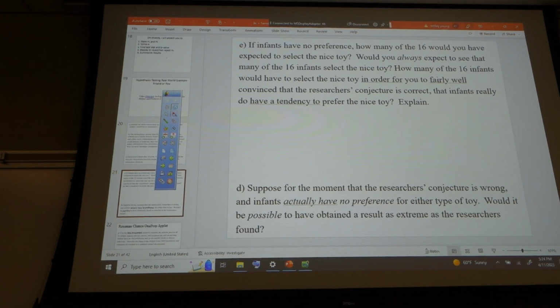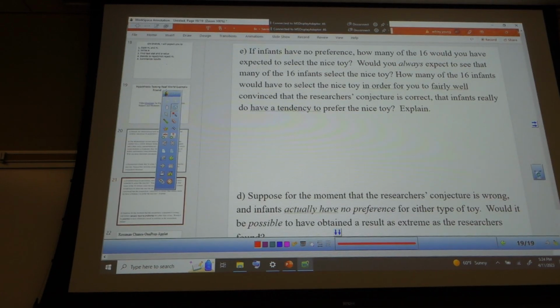Okay. If they truly have no preference, if there is absolutely no preference for the nicer versus the mean one, out of 16 infants, how many would you expect to choose the nice toy? 8. Yep. Good. Would you always expect it to be exactly 8? No. It'll vary a little bit. Is everyone on board?